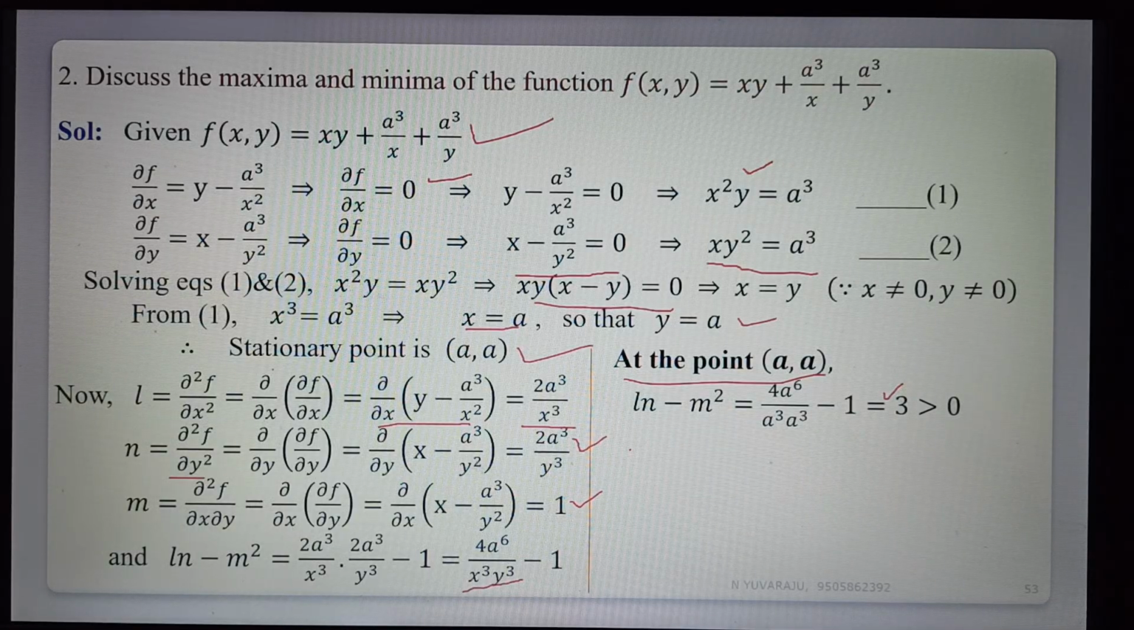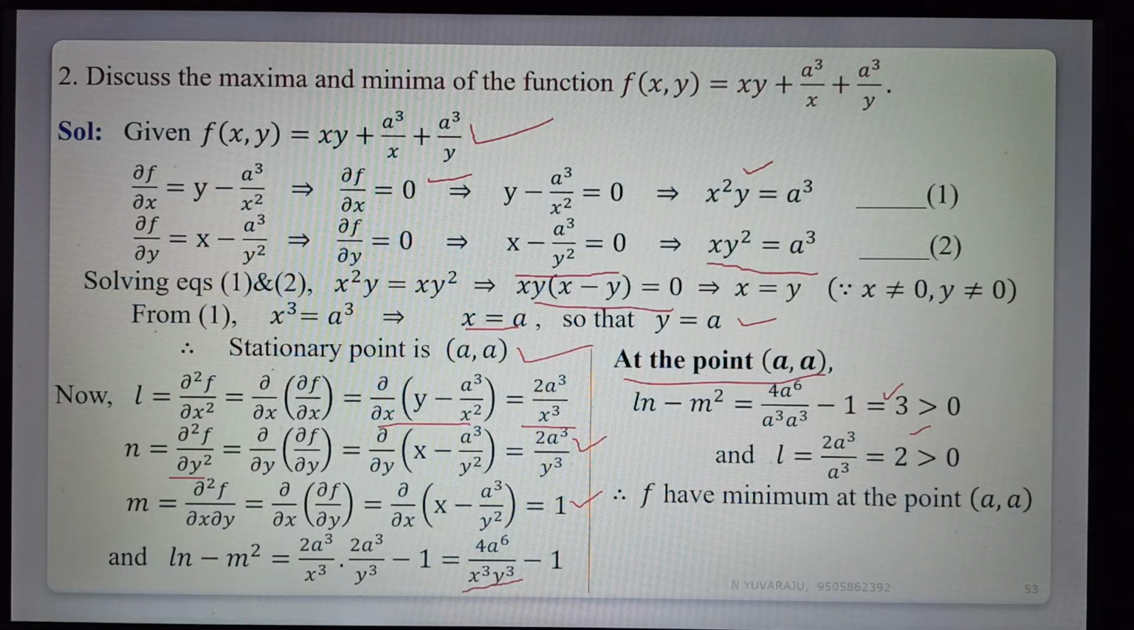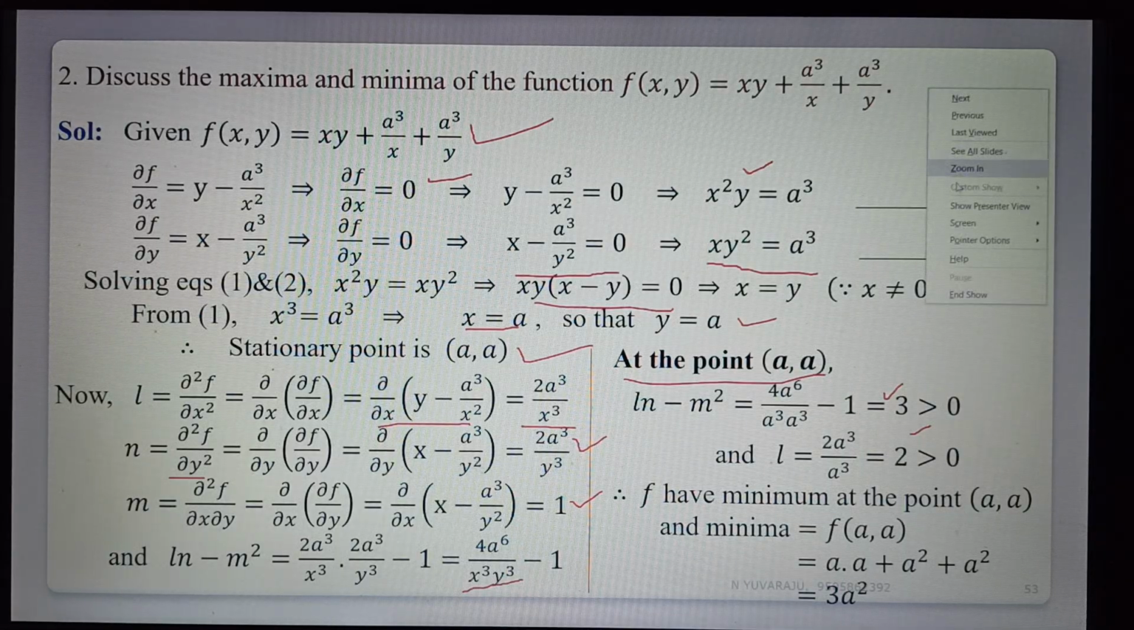Next, discussing the L value, L is equal to 2a³/a³, which is 2. 2 is a positive number and L is positive, so the function has a minimum value at the point (a, a). Therefore the minimum value is f(a, a). Substituting here, a into a plus a², that is equal to 3a². 3a² is the minimum value of the given function.